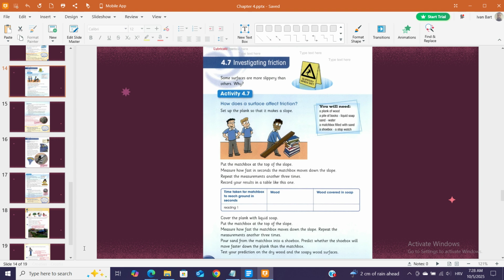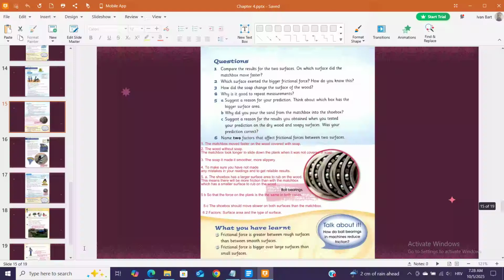Questions. 1. Compare the results for the 2 surfaces. On which surface did the matchbox move faster? 2. Which surface exerted the bigger frictional force? How do you know this? 3. How did the soap change the surface of the wood? 4. Why is it good to repeat measurements?